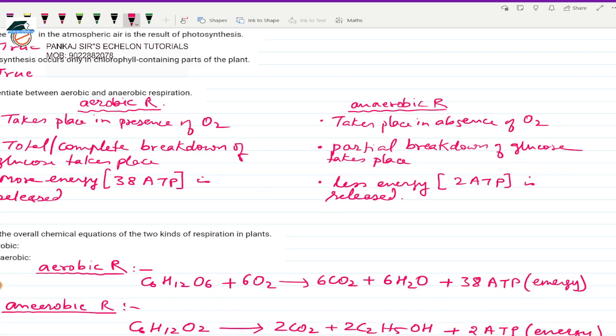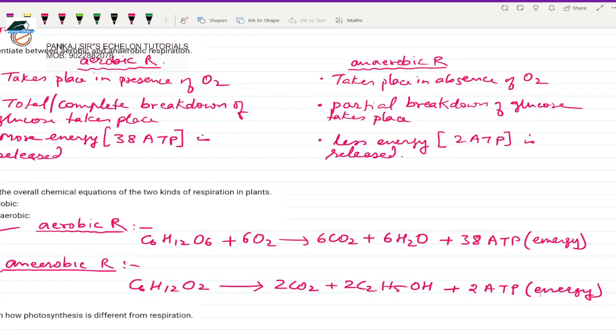So this is for aerobic, this is for anaerobic. Glucose plus oxygen giving you carbon dioxide plus water plus 38 ATP is the reaction for aerobic respiration. And glucose giving you 2 molecules of carbon dioxide plus 2 molecules of ethanol plus 2 ATP molecules of energy is the chemical reaction for anaerobic respiration. Okay, that was this question.